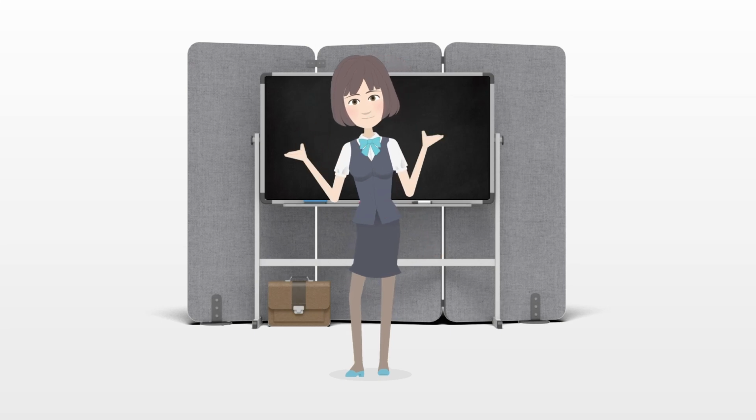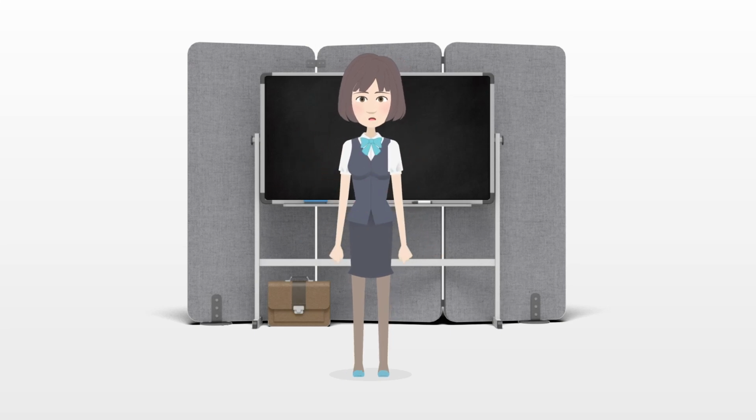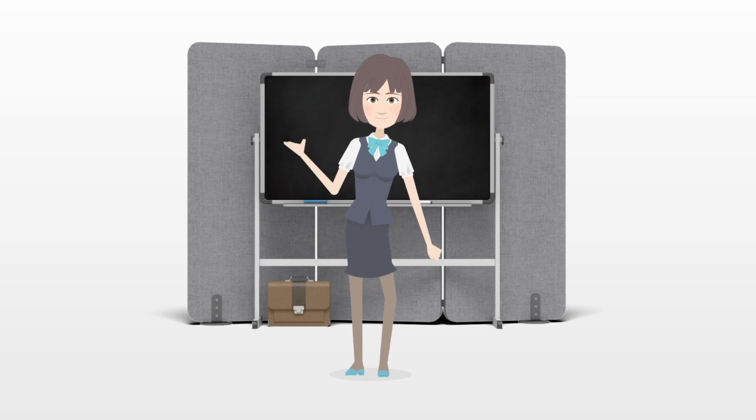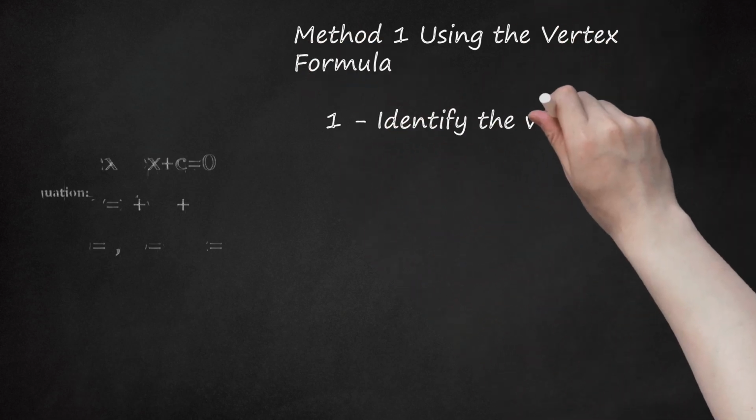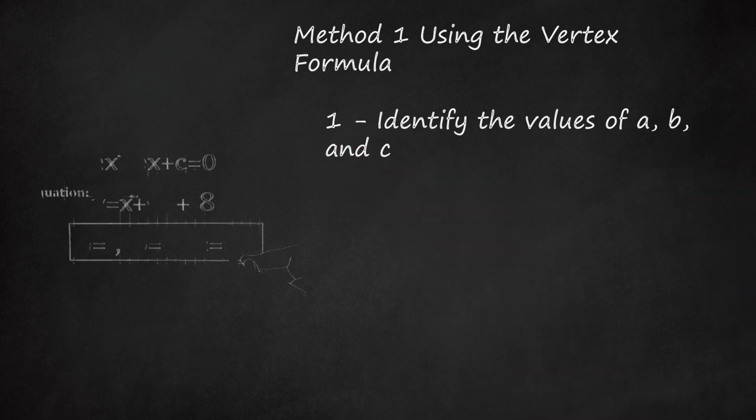If you want to find the vertex of a quadratic equation, you can either use the vertex formula or complete the square. Method 1: using the vertex formula. 1. Identify the values of a, b, and c. In a quadratic equation, the x² term equals a, the x term equals b, and the constant term, the term without a variable, equals c.